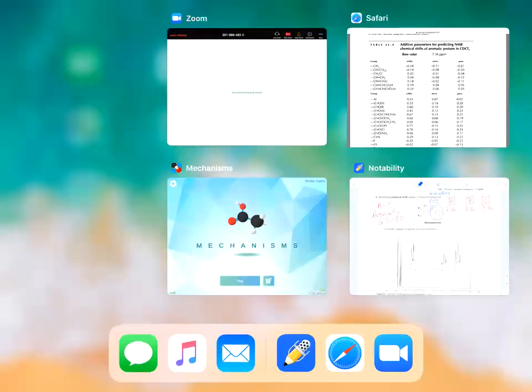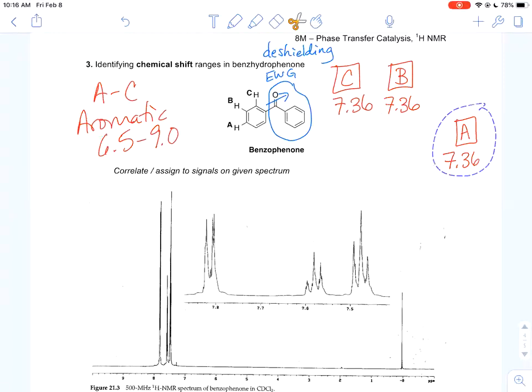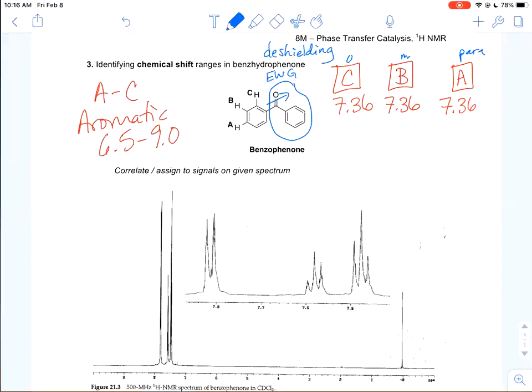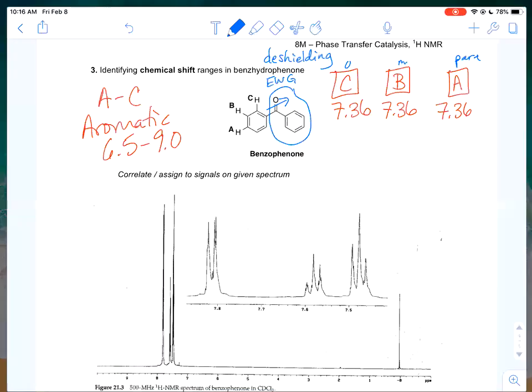See if I can remember that. I'm actually going to switch these around because I don't want this to be confusing, but signal C is the ortho one and signal A is the para one. So let's keep that straight. This one's para, this one's meta, and this one's ortho, and I've already forgotten the numbers. It goes 0.45, 0.12, 0.23. Yeah, I can remember that.